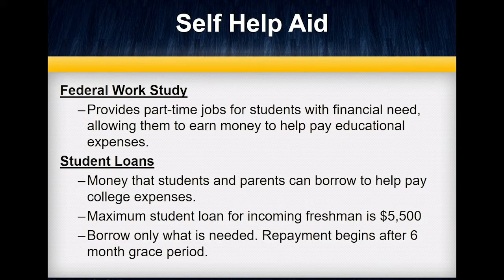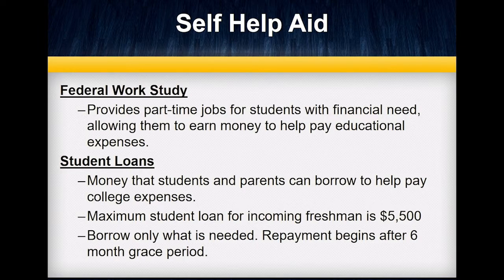Let's switch to self-help aid. Some students are eligible for the Federal Work-Study Program. These students who are eligible for the Federal Work-Study Program are also eligible for the Pell Grant. This provides part-time jobs for students with financial need, allowing them to earn money while they're going to school.